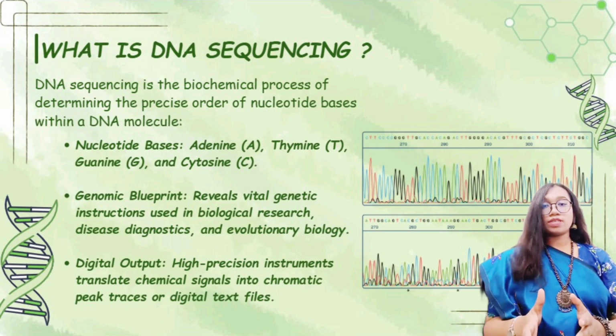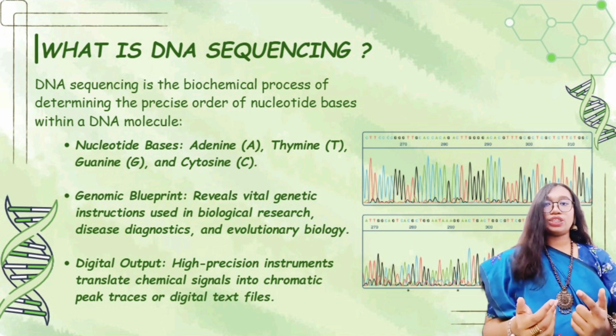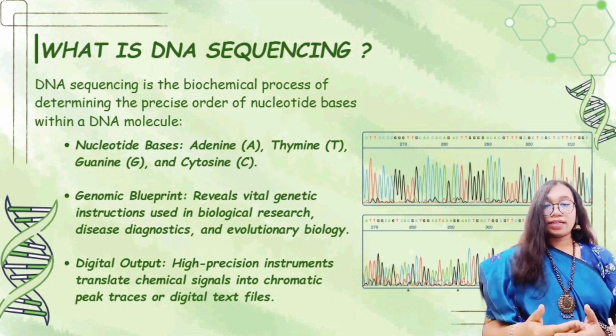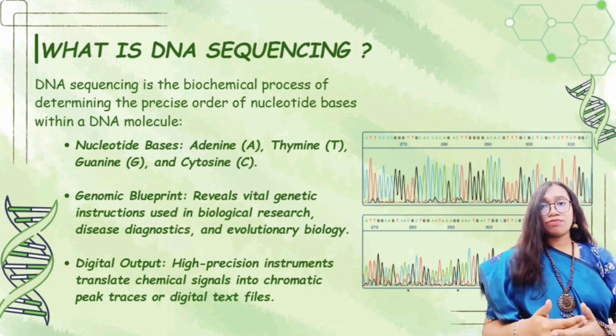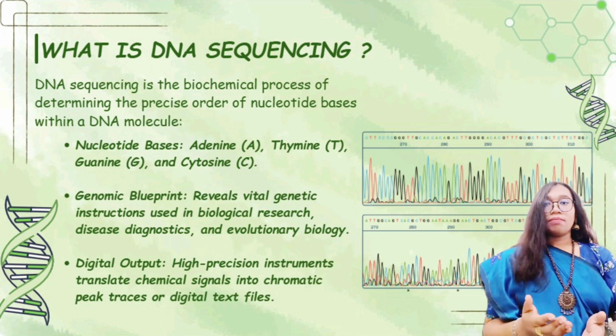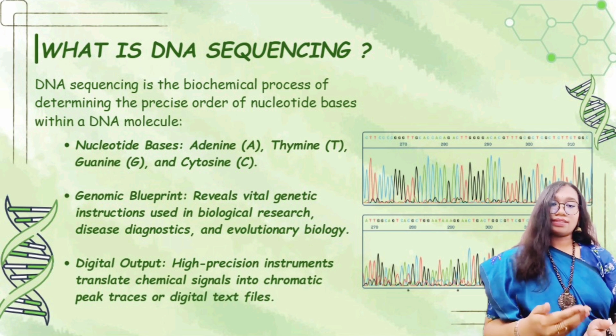DNA sequencing is the process of finding the exact order of the four DNA bases A, T, G, and C. These stand for adenine, thymine, guanine, and cytosine. You can think of DNA as the instruction book of our body. DNA sequencing helps scientists read this instruction book. It is used for diagnosis, medical research, and many biological studies. Today, modern machines can read DNA quickly and save the results as digital data.